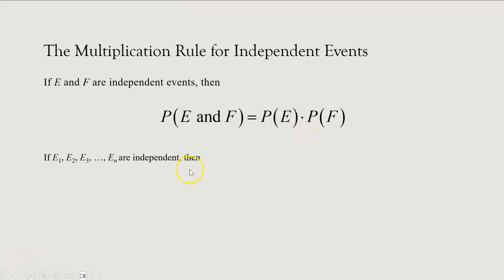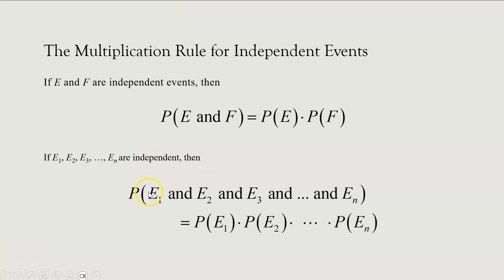And you can extend that. So if you have multiple events that are independent and you want to find the probability of and all those events, so E1 and E2 and E3 all the way to En, then you will do the same thing. You will just multiply all of those probabilities. So this is just an extension of this multiplication rule with two events to multiple events.